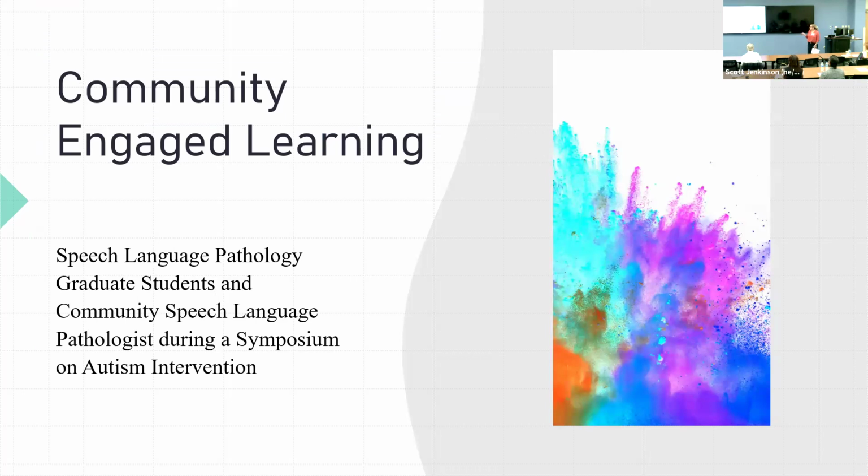But the goal of this community engaged learning activity was to have our speech language pathology graduate students and our community SLP working together to develop a symposium in which our graduate students would share information with those in the community that they are working with. Our students, as part of their graduate program, complete clinical practicums, just like many of your students do. And they are often assigned to work with speech language pathologists that are in the community. So I wanted there to be an opportunity for them to learn from each other, but in a classroom environment, as opposed to in a specific clinic.